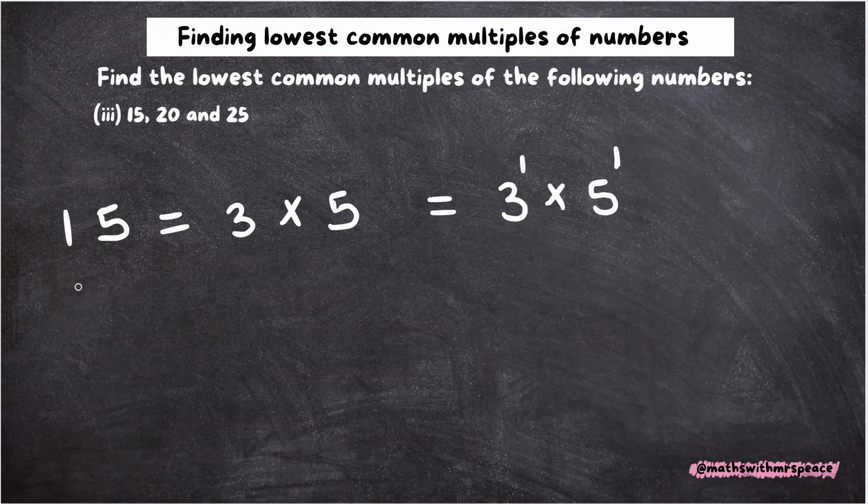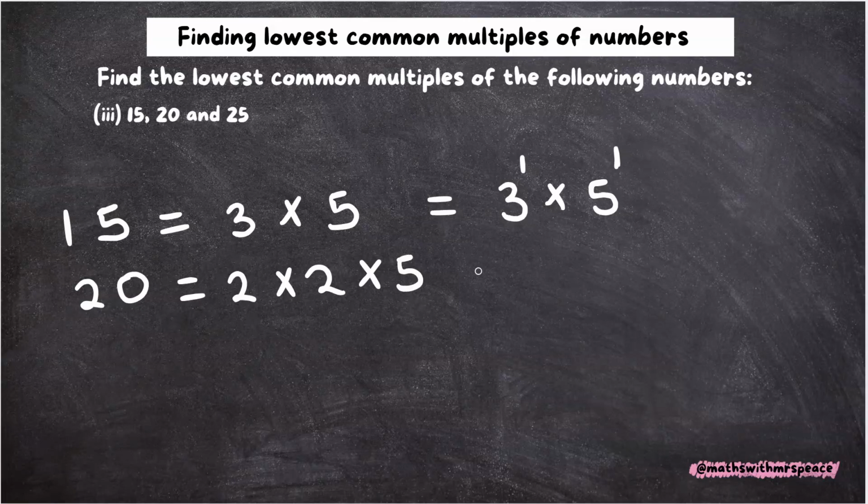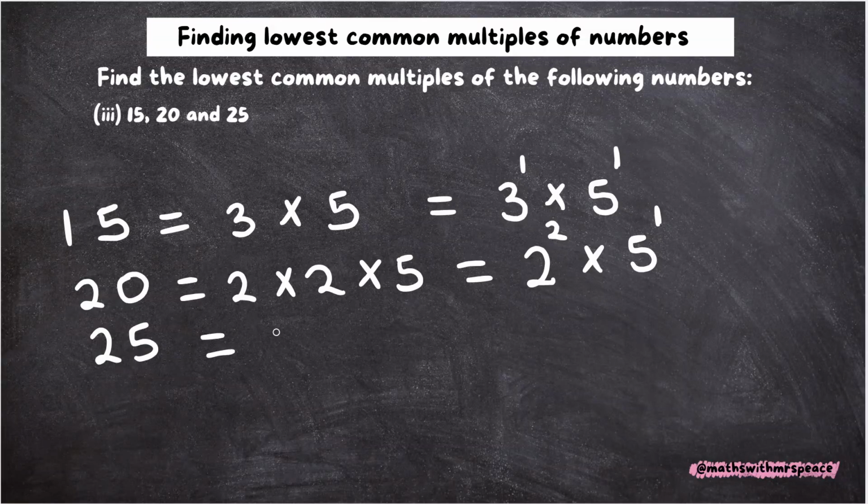We'll do the same for 20. 20 can be expressed as 2 times 2 times 5. In index form, that's going to be 2 raised to the power of 2 times 5 raised to the power of 1. And finally, we have 25, which is expressed as 5 times 5. It's a perfect square, so that's pretty easy for you to break down. And then in index form, this is going to be 5 raised to the power of 2.